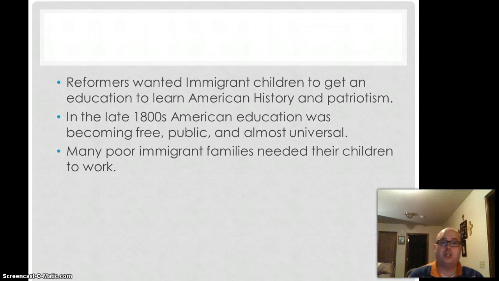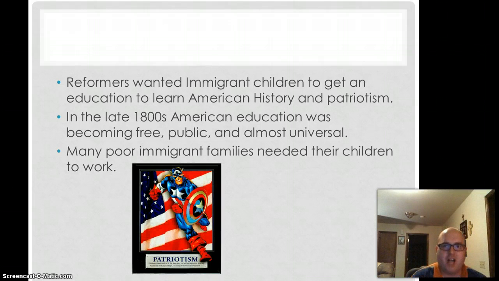All right, reformers want immigrant children to get an education. They want them to learn American history. Yes, that's why you're required to take this course, because progressive era reformers wanted everybody to know American history because they wanted them to be patriotic. Patriotism, Captain America. We wanted Americans and the immigrants to learn about America, become patriots, and love this country instead of longing for their home country, longing for their ancestry home, but loving and living life here in America and becoming America strong. In the late 1800s, American education was becoming free, public, and universal, so everybody's going to school.